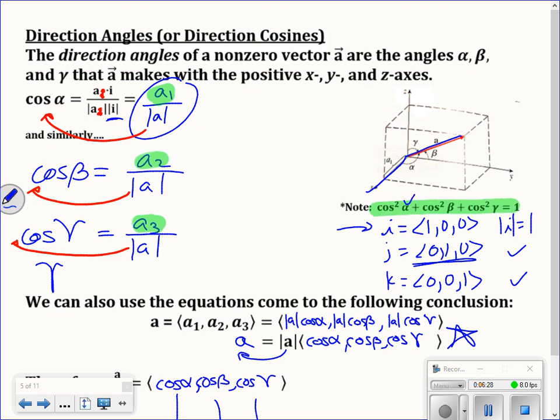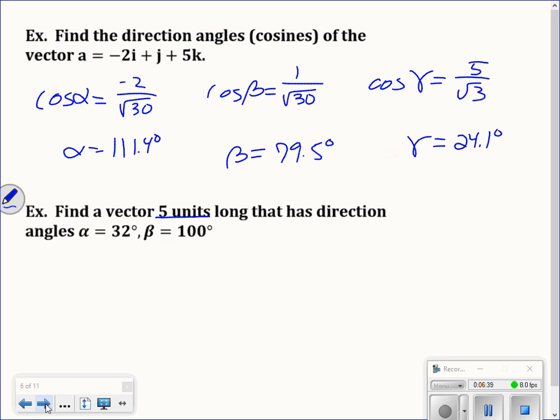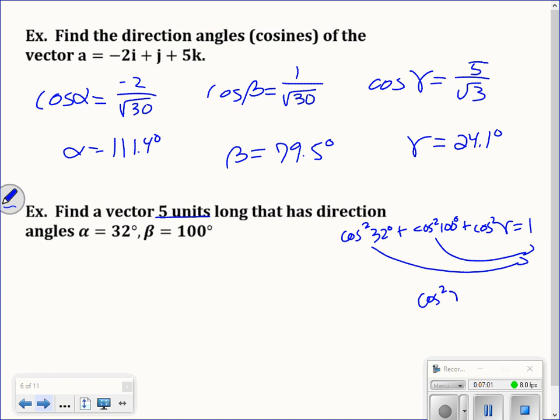So you know alpha, you know beta. Gamma is actually going to be two different things. It's two different possibilities because it could go up or down. And you'll see in a second. So let's figure out the possibilities for gamma, and then we'll have the rest of our answer. Remember, cosine squared of 32 degrees plus cosine squared of 100 degrees plus cosine squared of gamma, which I don't know, has to equal 1. So I'm going to subtract these two things from 1, get cosine squared of gamma equals a number, then find the cosine of gamma, and figure it out in our calculator.